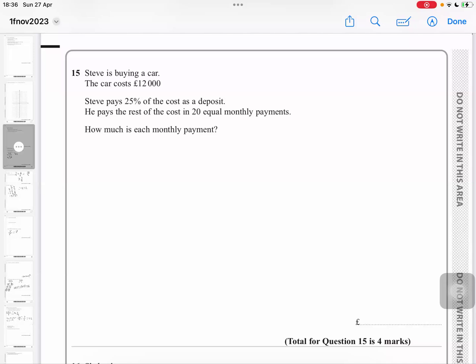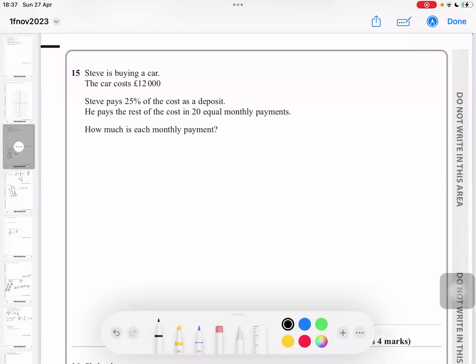Okay, so Steve pays what again? He pays 25% of the cost as a deposit. All right. So I think the first thing we need to do is to find out what 25% of the cost is, right? Yes. Okay, so how are you going to go about that? 0.25 times 12. You want to do that and see what it comes up to.